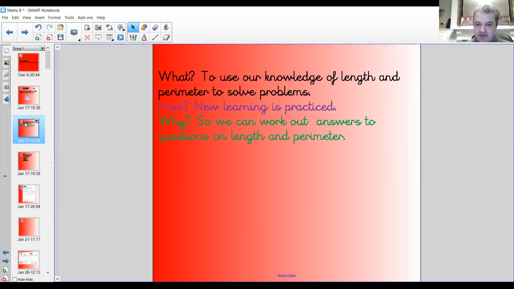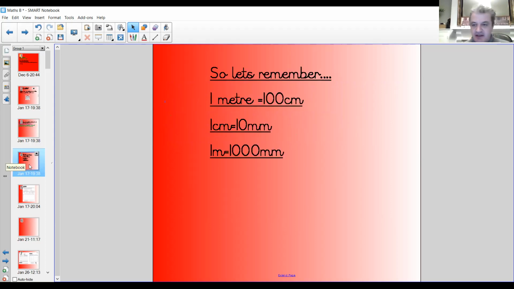Okay, so back to our lesson. We're using our knowledge of length and perimeter to solve problems. So new learning is practice so we can work out answers to questions on length and perimeter. We need to remember that key information: 1 meter is 100 centimeters, 1 centimeter equals 10 millimeters, and 1 meter equals 1,000 millimeters.